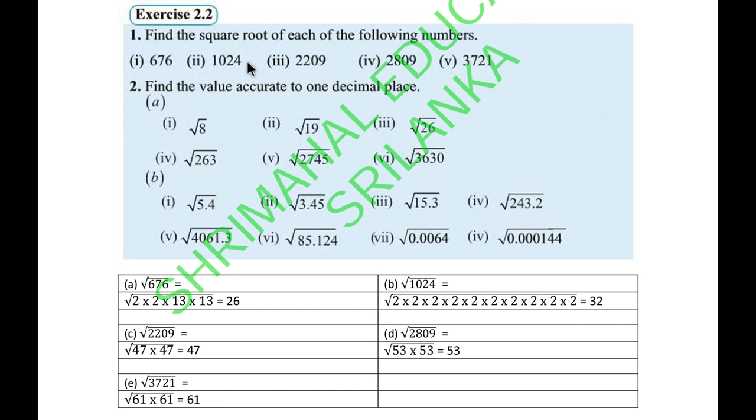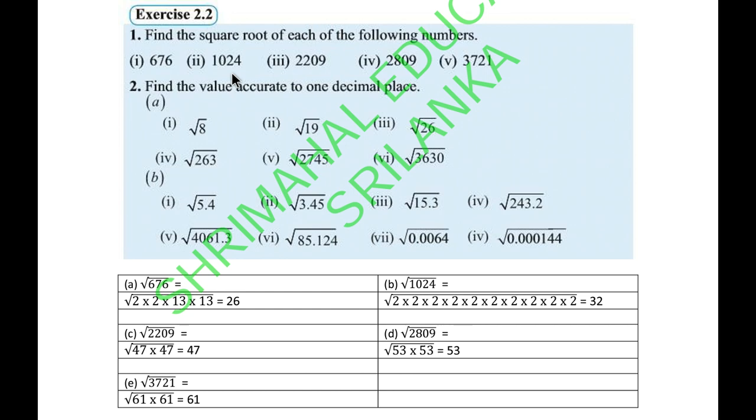Today I'm going to teach you how to calculate square roots for exercise 2.2. In this session, I'm going to explain three methods. First one is using prime factors. Second one is using the long division method. Third one is the approximation method.